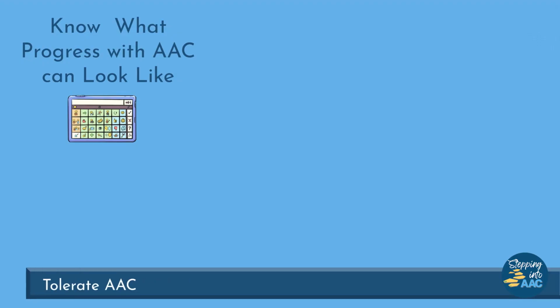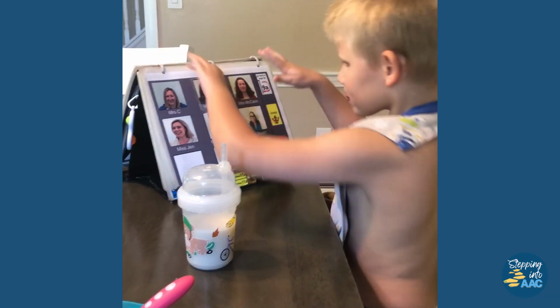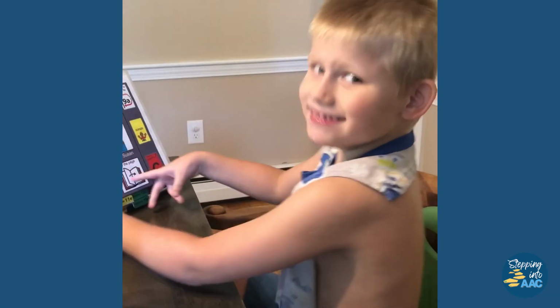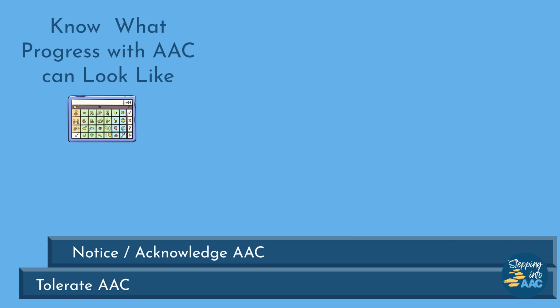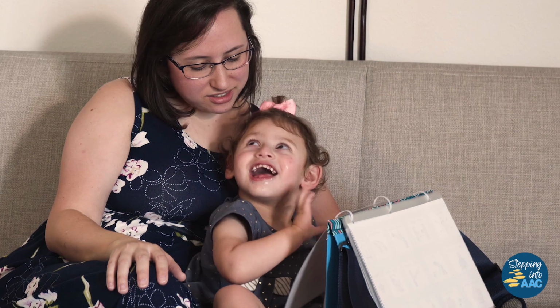AAC learning. So the first step on the journey may just be the AAC learner noticing and, in some instances, tolerating AAC. Over time, look for increased interest to emerge. It may be a sustained look or coming near when a communication partner is using the device. Attending to the tool and shifting attention between AAC and the communication partner provides opportunities to support receptive language learning.